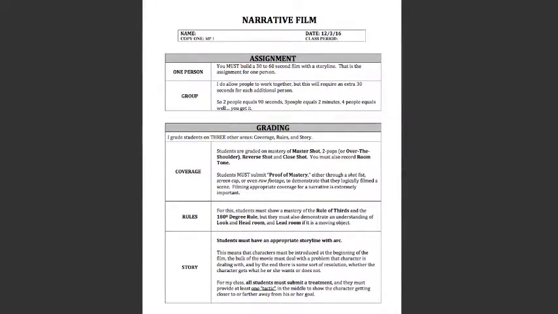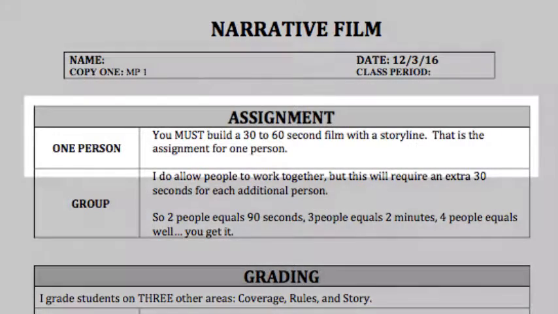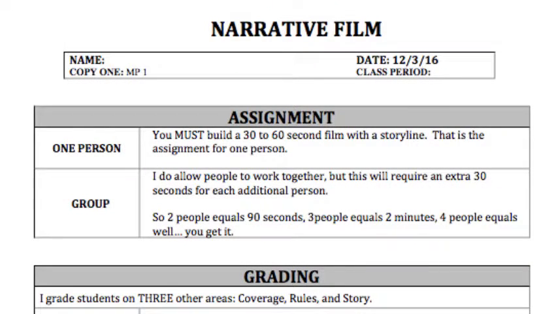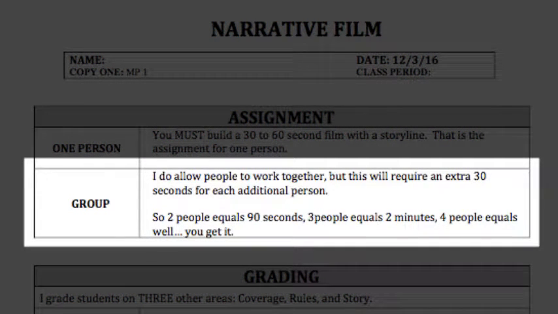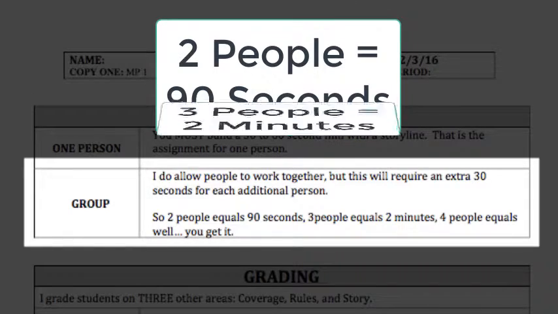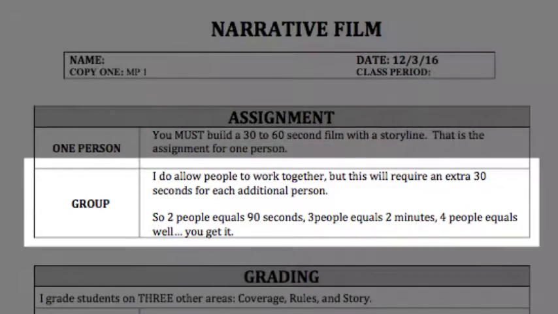If you have my class, or if you are an instructor looking for an assignment, this is what I expect from you. You must build a 30 to 60 second film with a storyline. That is the assignment for one person. I do allow people to work together, but this will require an extra 30 seconds for each additional person. So 2 people equals 90 seconds. 3 people equals 2 minutes. 4 people equals, well, you get it.